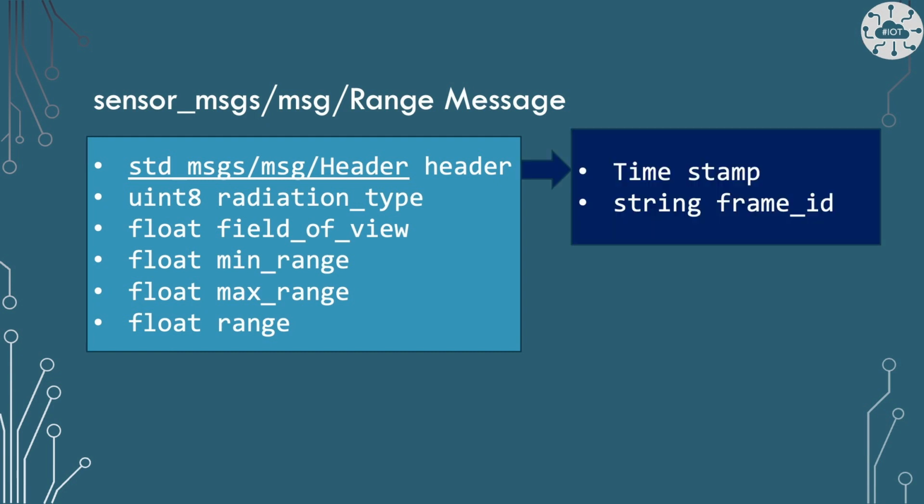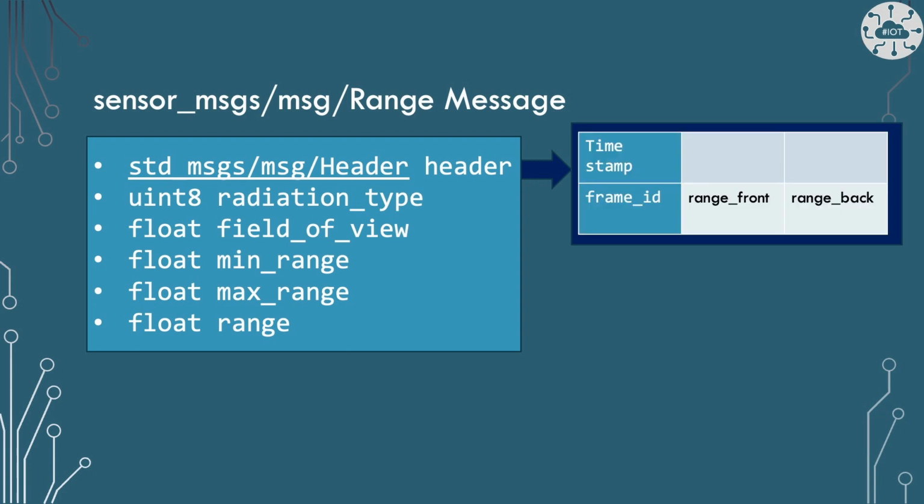The standard header, really the key thing for us is that frame ID in there, because of course we've got two sensors and we've got to use the frame name for each of those two sensors in order to get the data to the right point and to understand its right point. So we have that front range and that back range that we defined in the URDF file, and that's what we're going to be placing into that string ID.